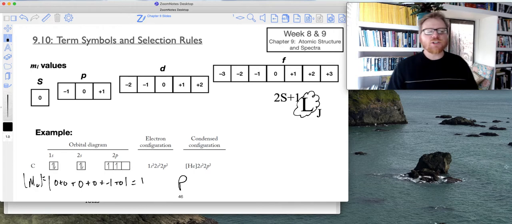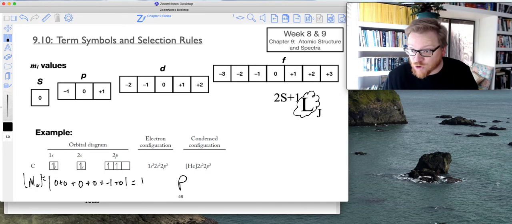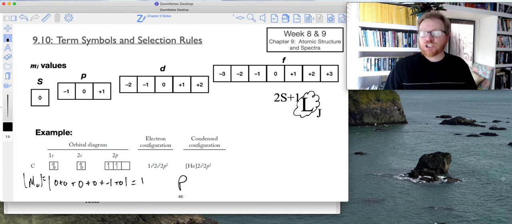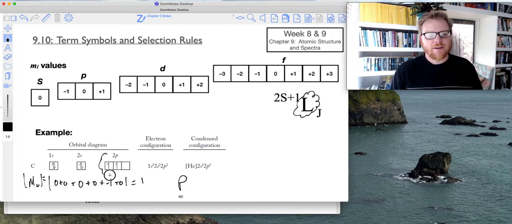And so what's important to note here, we can often ignore the core electrons, the closed shells and closed subshells. Because you note that they all, especially if it's S, are going to cancel out. So we can often just look at the valence electrons to get the correct term symbol. All right? Okay, so let's move on to the next terms.